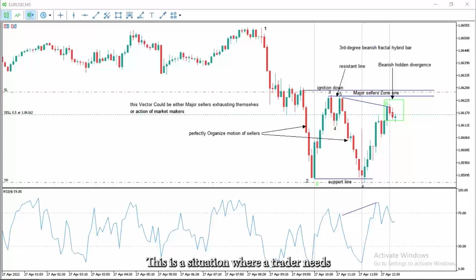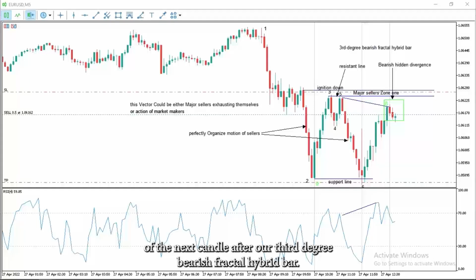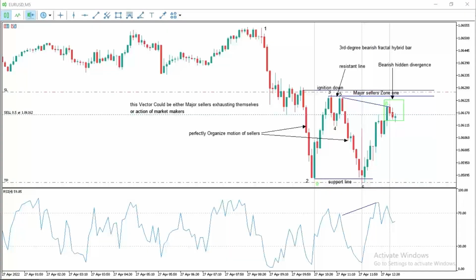This is a situation where a trader needs to risk himself or herself and see what happens next. This is because you have all the elements to sell the market at the opening of the next candle after our third-degree bearish fractal hybrid bar. But you can as well be wrong because we have strong contextual elements supporting buyers of the market.